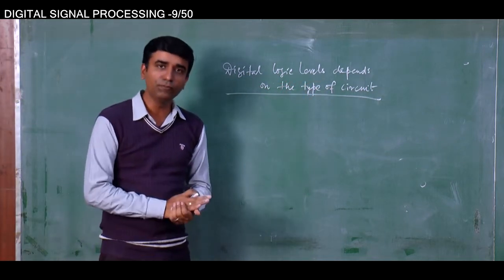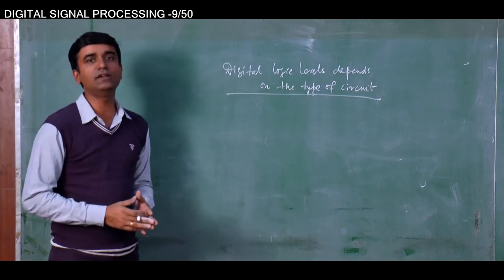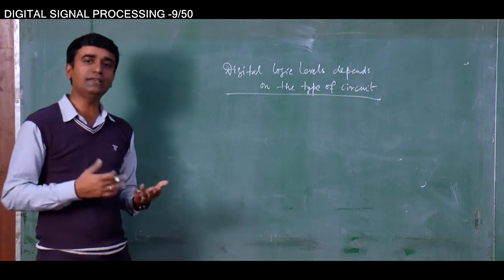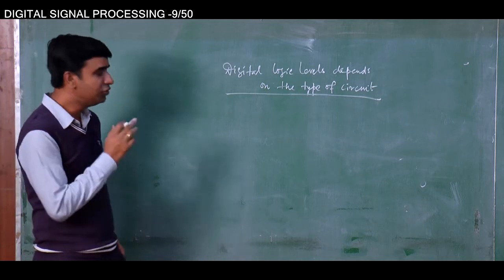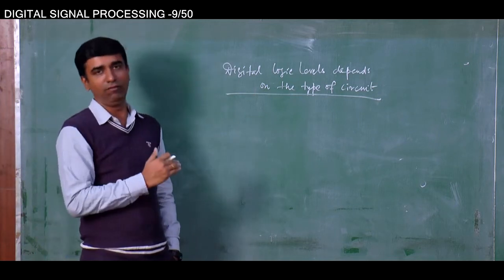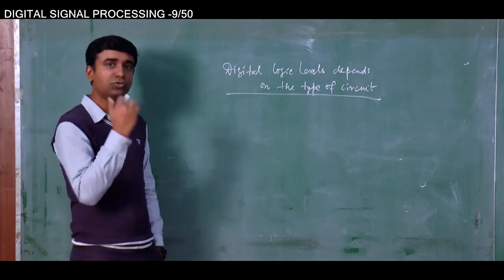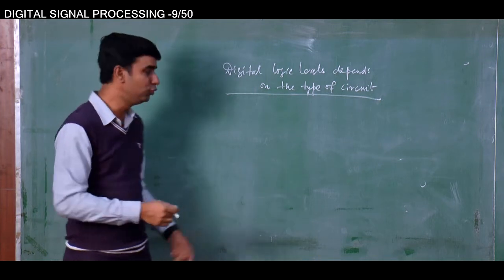What does that mean? Suppose we say that we are using binary signals only. That means we are using 0 and 1 only. Now, what is that 0? What is that 1? We have already discussed that 0 means it is a low level signal and 1 means high level signal. And the threshold is defined by the user.